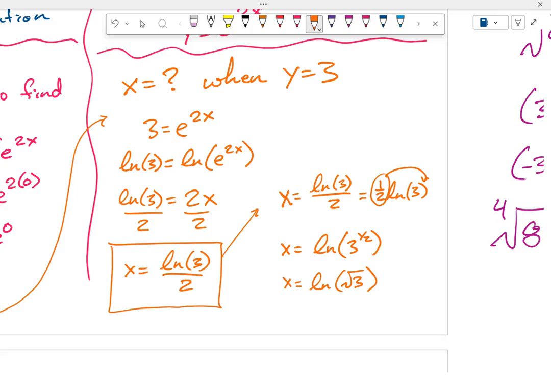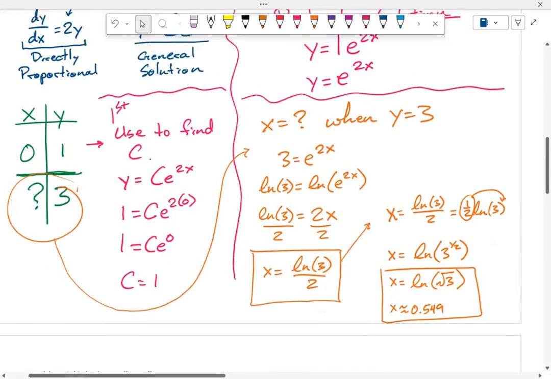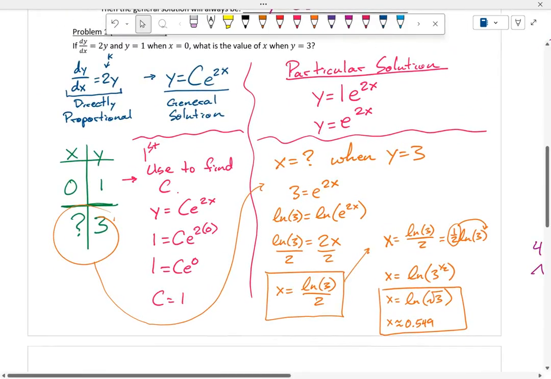Now this was a non-calc problem, but I'll go ahead and give you the decimal. So that is approximately 0.549. So we do need to be practicing using our log properties when necessary, because we never know what format they might give an answer on a multiple choice. Okay. All right. Any questions on problem number 1? Let's turn the page.